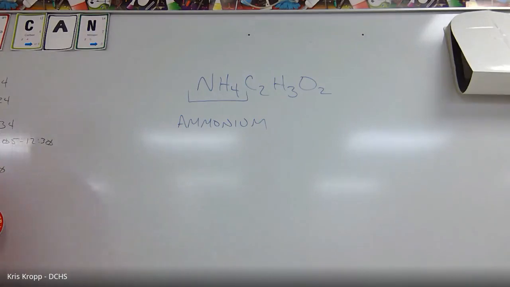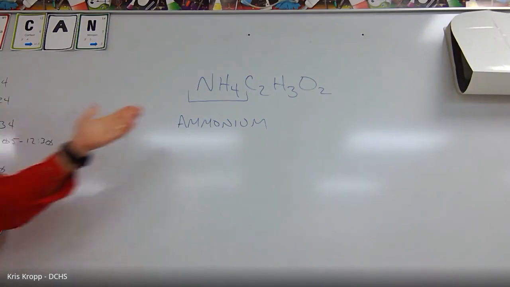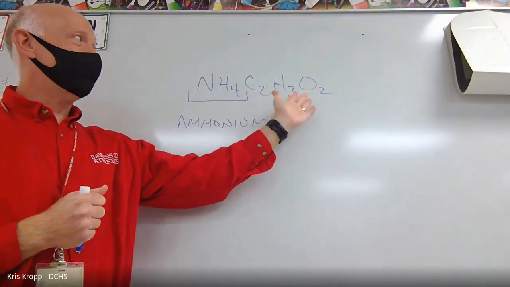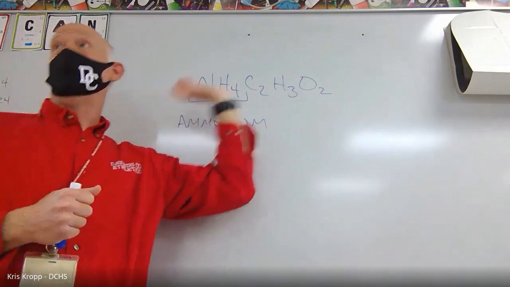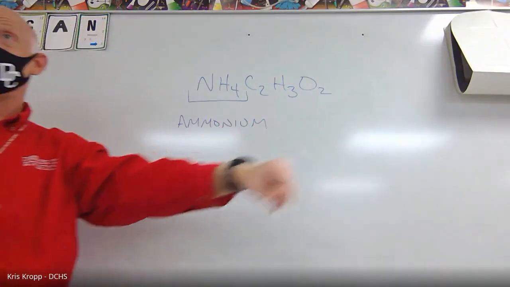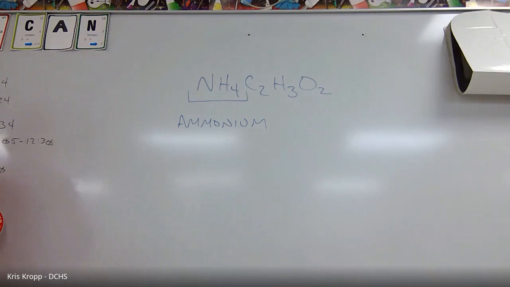So make sure you spend time working on that today and tomorrow. Get it memorized. You'll want to. And then what is C2H3O2? If ammonium is the cation, the rest of it has to be the anion, right? So what's C2H3O2?